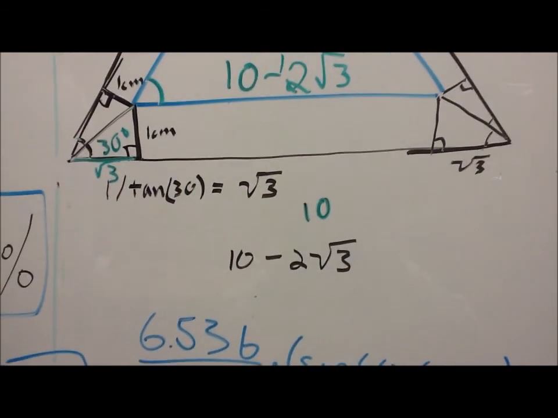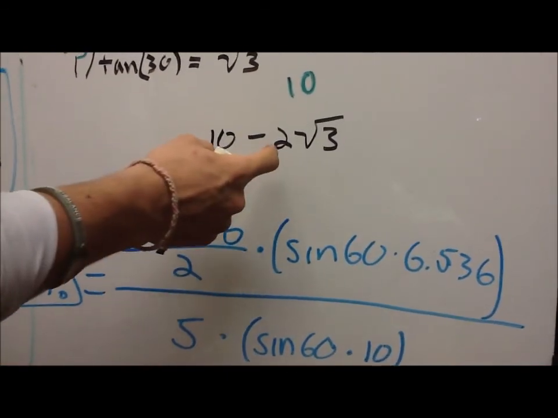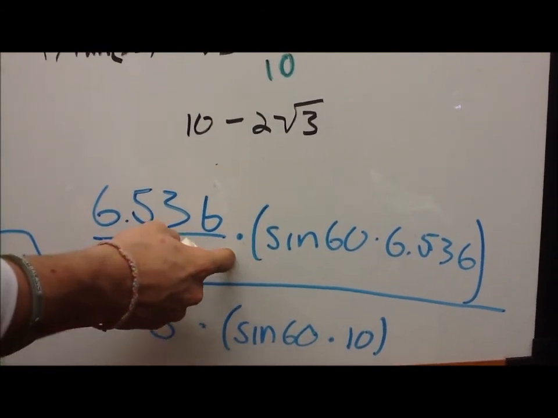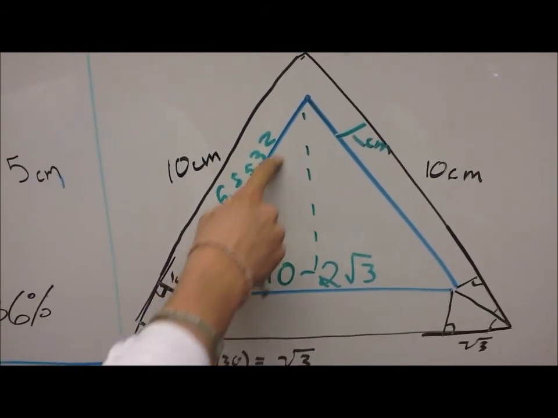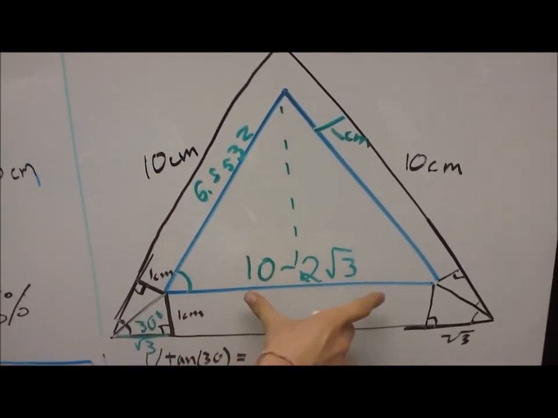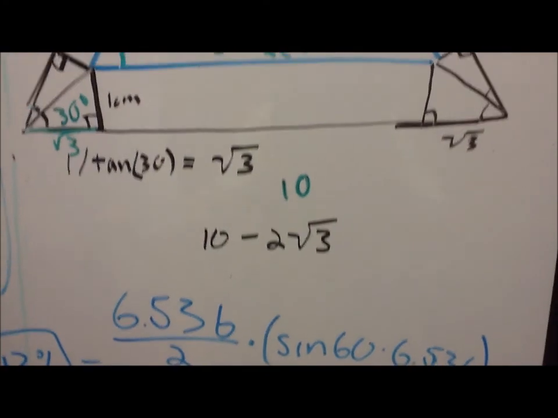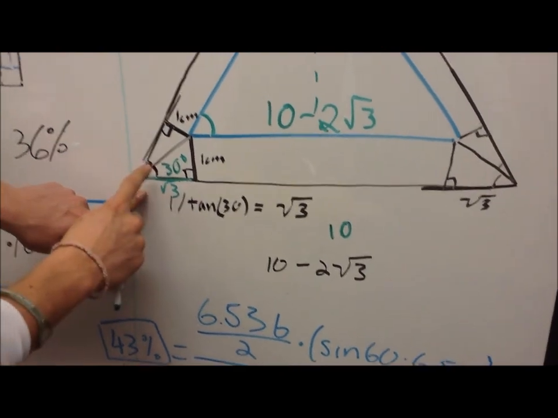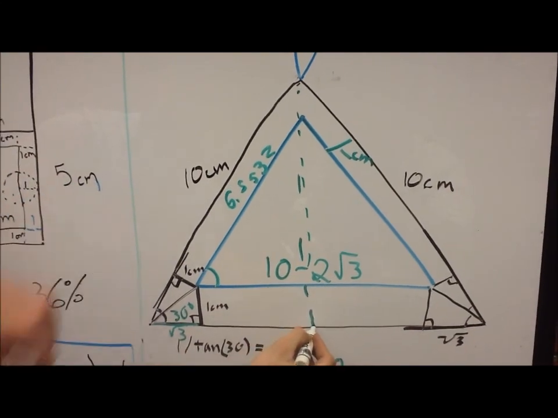And then if we're going to now find the areas, we're going to use 1/2 base times height. And so 2 root 3, which is equal to 6.536, divided by 2 times sine of this 60-degree angle times the hypotenuse, which is 6.536, because this is an equilateral triangle. It's going to get us this height. Then we put that over 5, which is 1/2 of this base of the larger triangle, times sine of this 60-degree angle times the hypotenuse, which is 10. That's going to get us this larger height. And that's going to get you the percentage 43%.